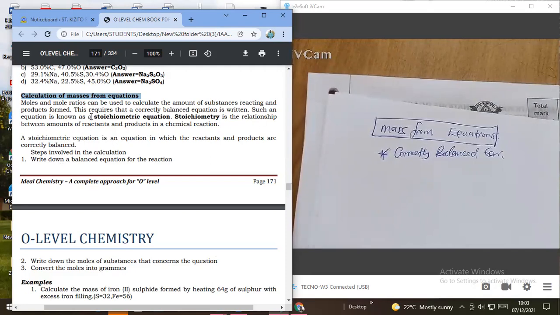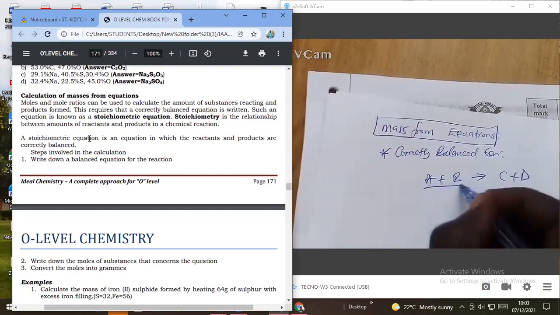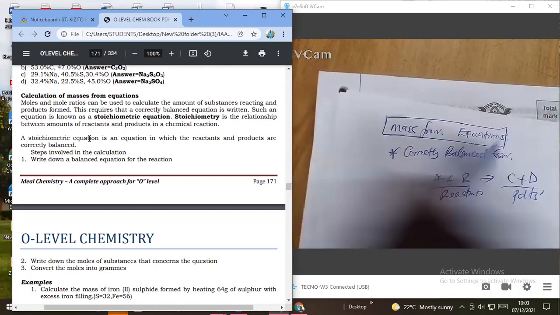Then also, this is called a stoichiometric equation. Stoichiometry is the relationship between reactants and products in a chemical reaction. That's the meaning of that word. So this stoichiometric equation, or the equation of reaction, will give us the relationship between products and reactants. Always on the left hand side we have the reactants, and on the right hand side we have the products. So it's like A plus B is equal to C plus D. These are the reactants, these are the products.